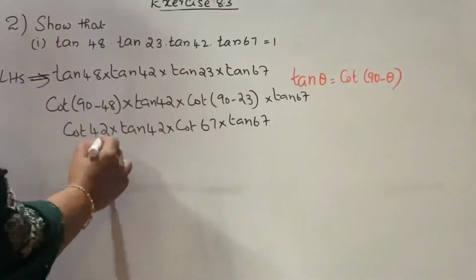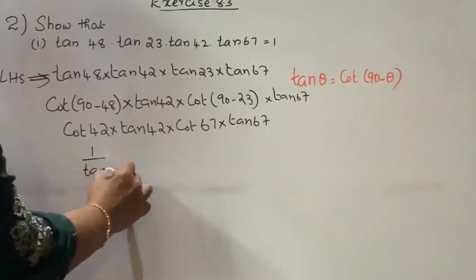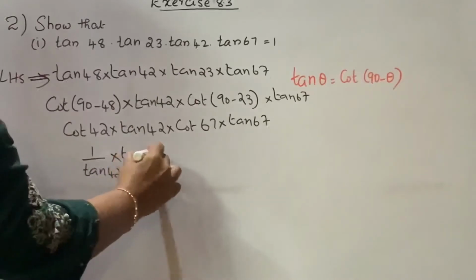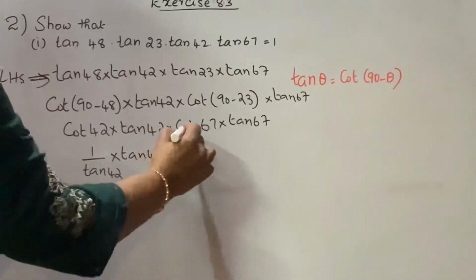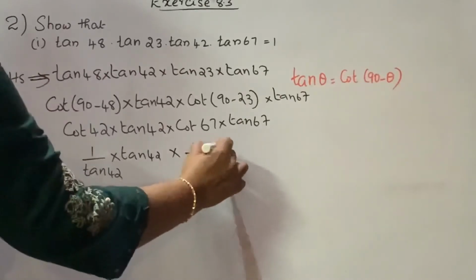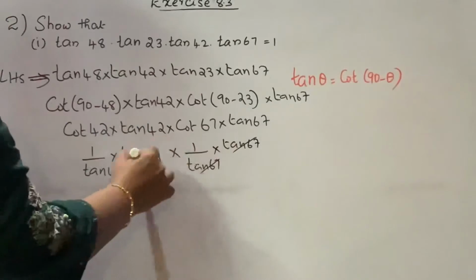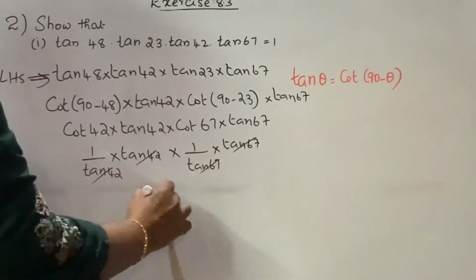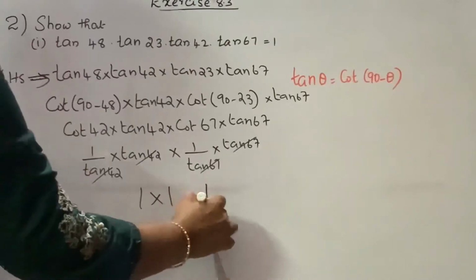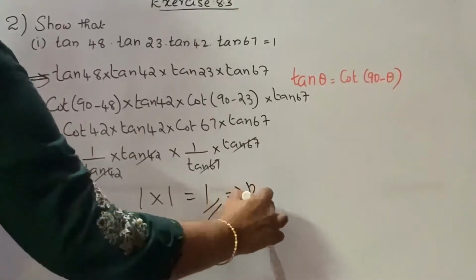67. Cot 42 is 1 by tan 42, അല്ലേ? cot tan the reciprocal ആണ്. This is tan 42 into, this is also 1 by tan 67 into tan 67. Cancel. So this is 1. ഇവിടെ 1 കിട്ടി. ഇവിടെ നമുക്ക് 1 കിട്ടി. 1 into 1 is 1. That is our RHS.